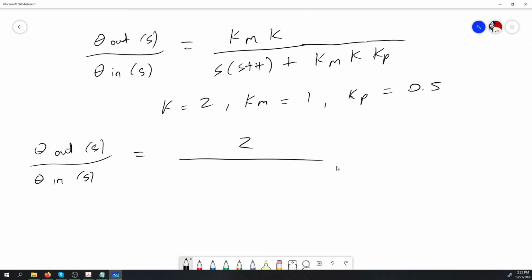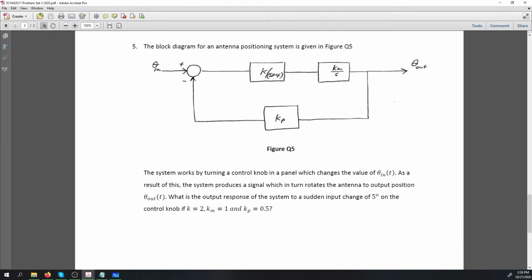And we have s squared plus 4S plus the 2 by 1 by 0.5, which will just basically give us 1. And the other thing we need to factor in at this point is they said the output response of the system to a sudden input change of 5 degrees for this particular case. And we just now substitute in our values here for K, Km, and Kp accordingly to get our reduced transfer function eliminating all these k components in particular.